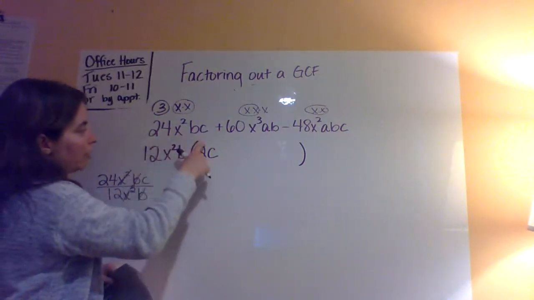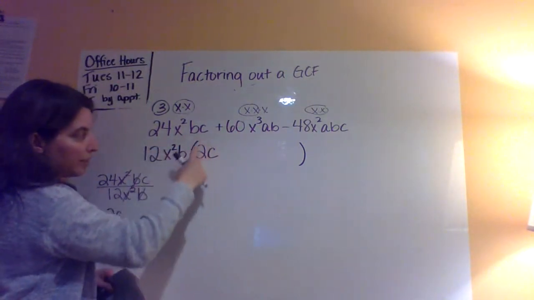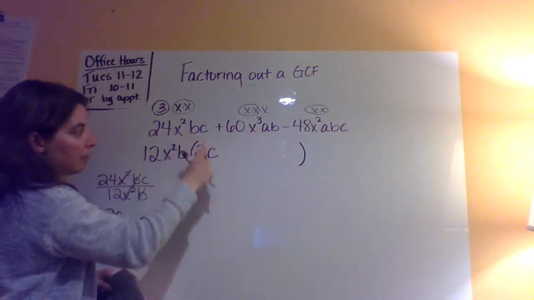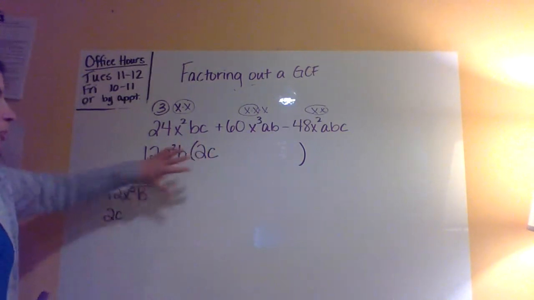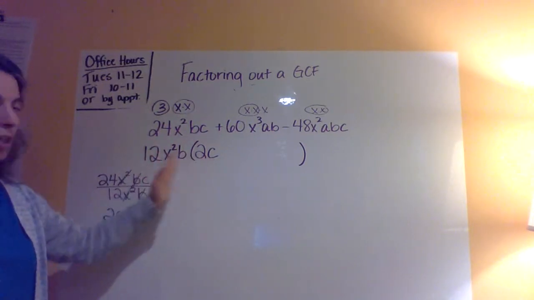Even at this point, you can stop and distribute to make sure you're on the right track. So 12 times 2 is 24. X squared, there's no x's here, so I would just have x squared. Same with b, same with c, right? If I multiplied these, none of those variables would change because there aren't those variables in both spots.